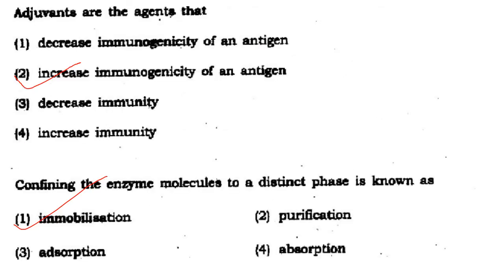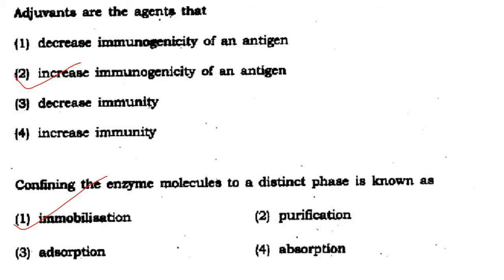Adjuvants are agents that option 1 decrease immunogenicity of an antigen, option 2 increase immunogenicity of an antigen, 3 decrease immunity, and 4 increase immunity. Answer is option 2 increase immunogenicity of an antigen.